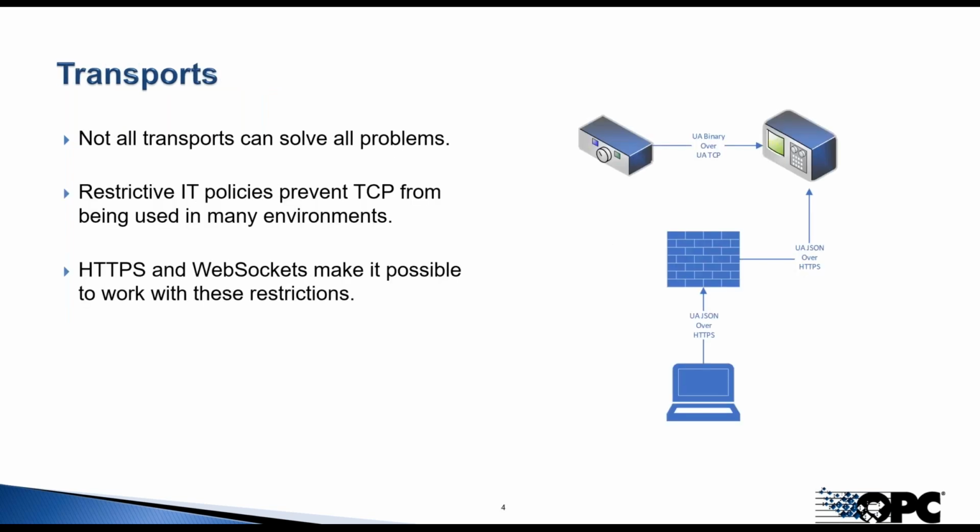Now, when it comes to physically getting the data across the wire, the primary way to do this with OPC UA is to use TCP. It's the most versatile and reliable way of getting information between two machines. However, it won't work in all cases.